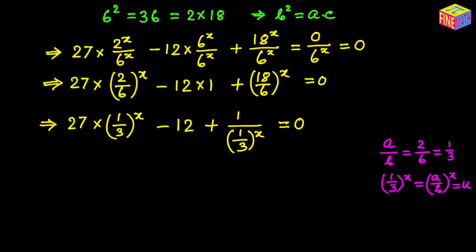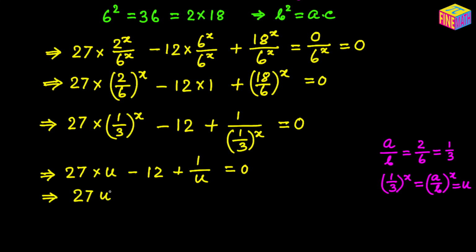So now what I'm going to do, I'm going to say, okay, then this must be equal to 27 times u minus 12 plus 1 over u. All of that is equal to 0. Now let's multiply both sides by u. So this will become 27u squared, because we already have a 27u and we are multiplying by u on both sides. So this will become 27u squared minus 12u plus 1 is equal to 0.